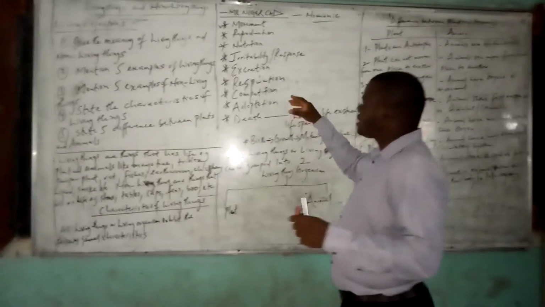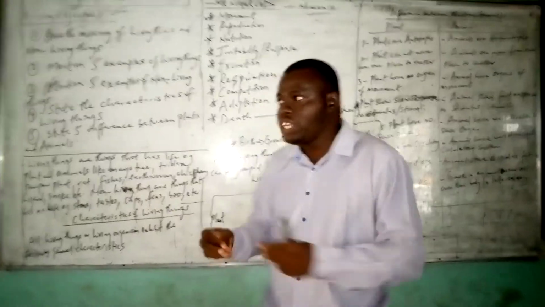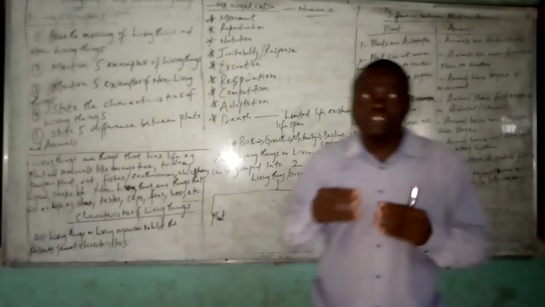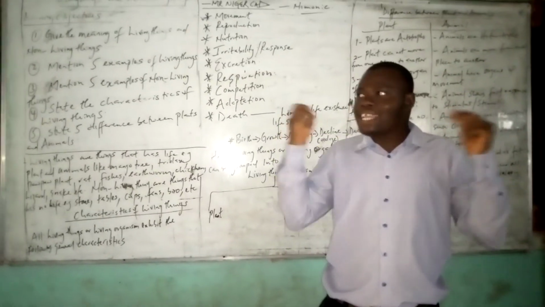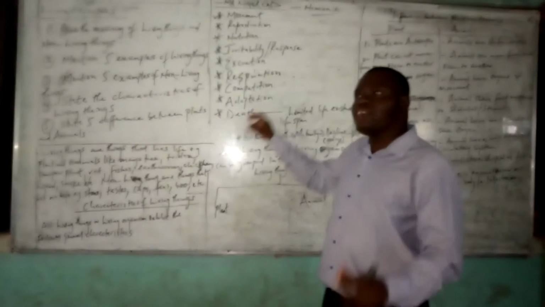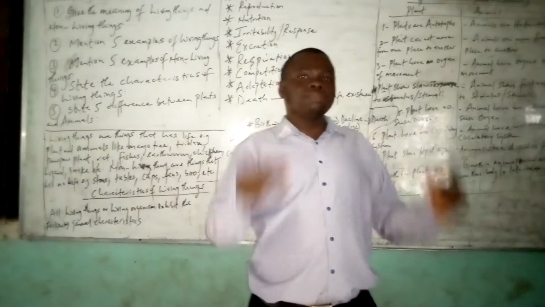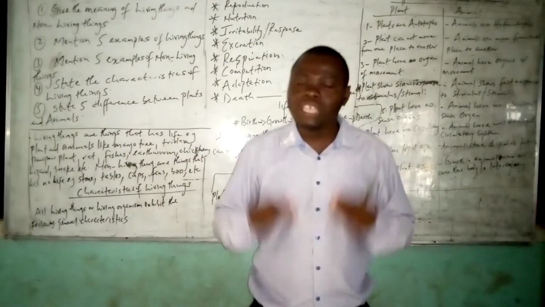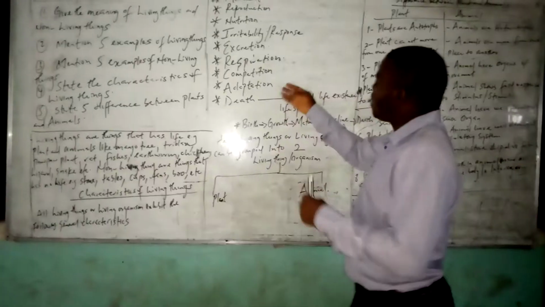Adaptation simply refers to the ability of a living organism to live successfully in a particular habitat. That is, it is the ability of a living organism to adapt, to struggle for survival, to stay in its habitat. Before you can say a living organism is a living organism, it must be able to survive, to live successfully, to tolerate, to adapt to its environment.